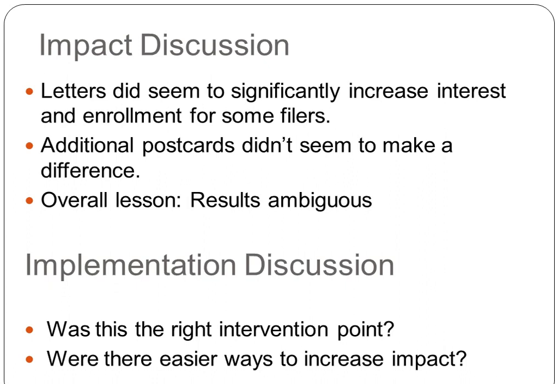We didn't see any evidence of this reset moment, of this richness moment, where there was any difference between the people who had just received the refund. Were those people more likely to sign up? We didn't see that. We also saw that those additional postcards didn't seem to make a difference. And so our overall lesson for me is that the results were ambiguous. It seemed to make a difference for some filers, but not others. This reset moment didn't seem to exist, and the additional postcard didn't seem to make a difference.